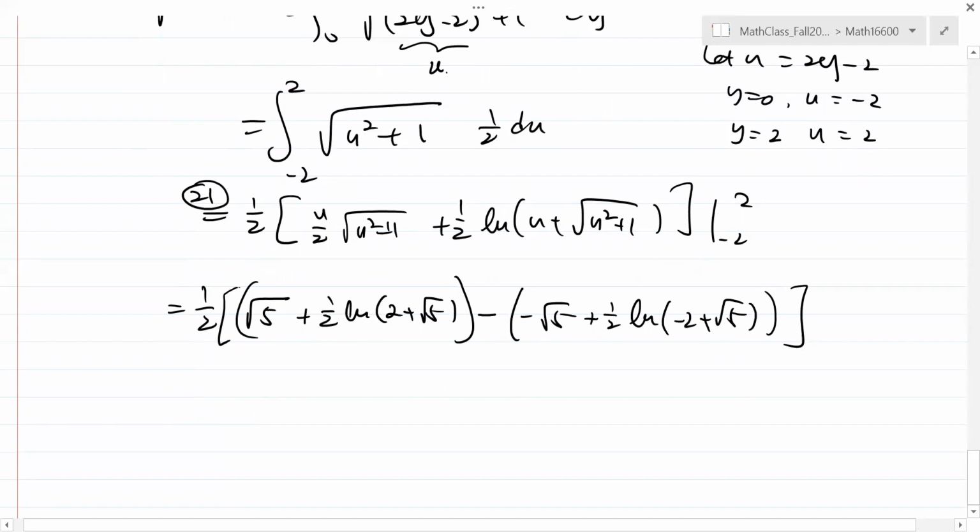So the question is, how do we simplify? You have a square root of 5, and then I have a quarter natural log of 2 plus the square root of 5. Here is negative 2 plus the square root of 5.